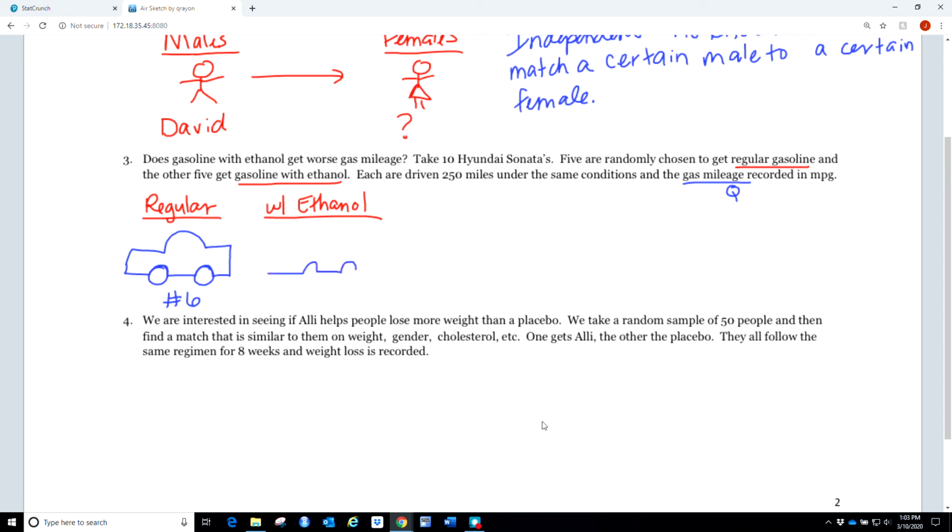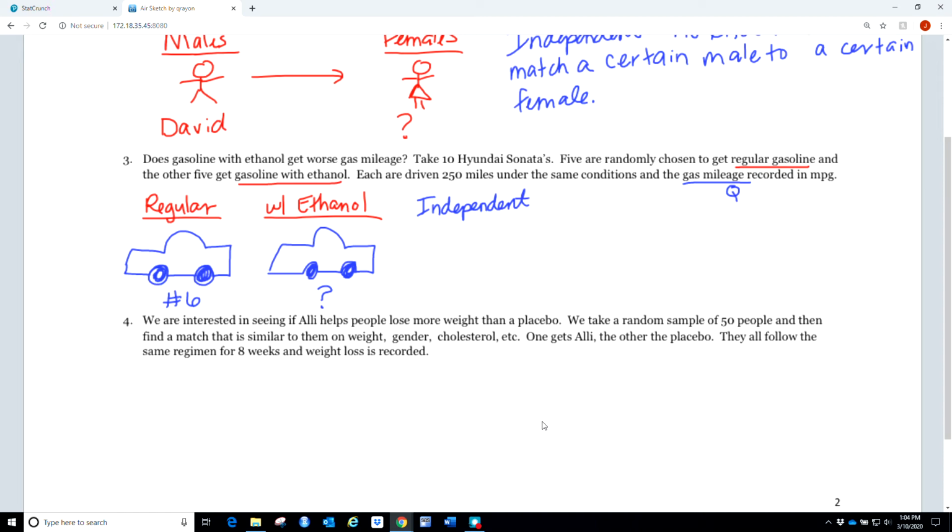So then I go over here to my with ethanol group. Of course, I'm also sampling our car here. So we chose car number 6 to get the regular gasoline. So I have 9 cars remaining. Which one now has to get gas with ethanol because I chose car number 6 to get regular? Alright, it could technically be any of the 9 other cars. There is not a certain one that is matched with number 6. So because of that, these are actually going to be independent.